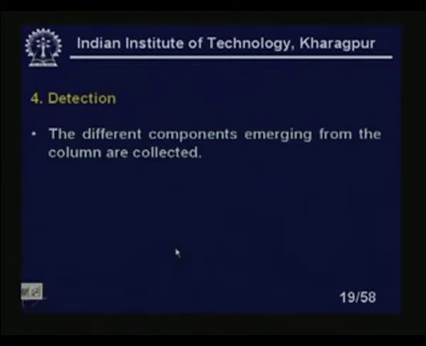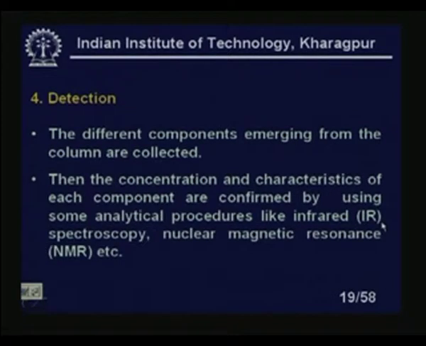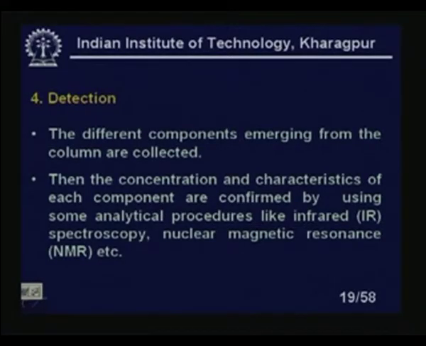Detection. The different components emerging from the columns are collected, and then the concentrations and the characteristics, this is the most important, of each component are confirmed by using analytical procedures like infrared (IR) spectroscopy or nuclear magnetic resonance (NMR) techniques. So, we can identify the element and find the concentrations. The gas which elutes with the time difference when it is coming out, I can measure it, and I can detect the elements also.